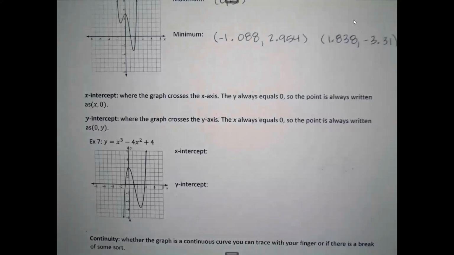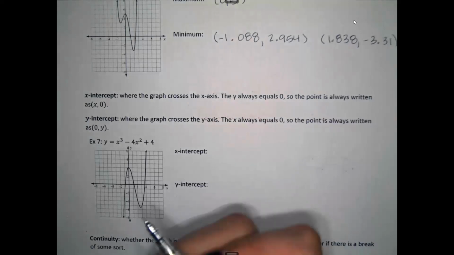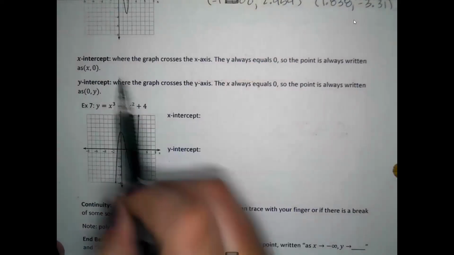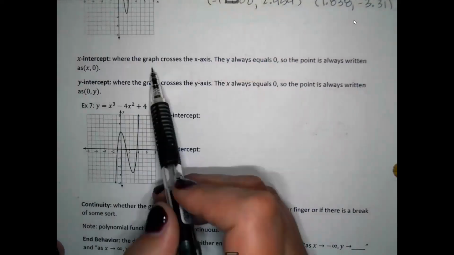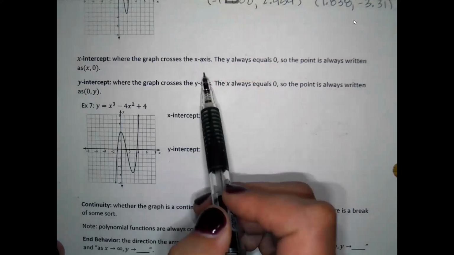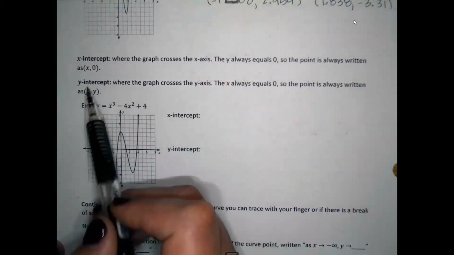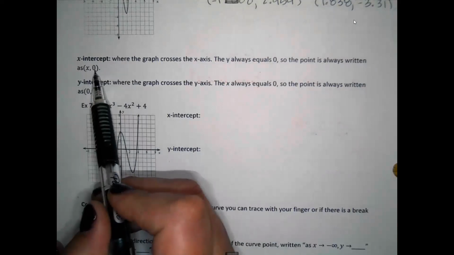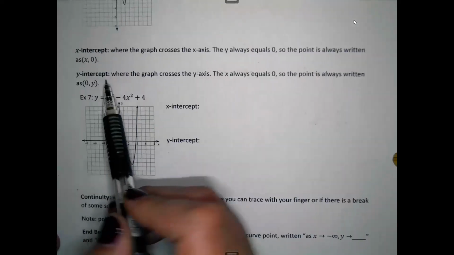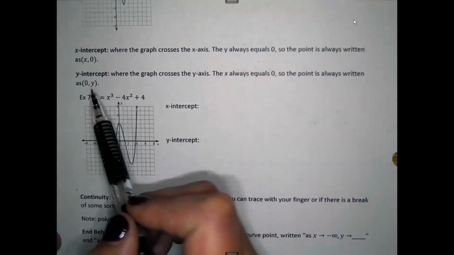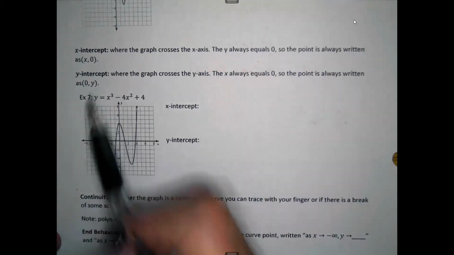All right, we're going to go ahead and finish the notes that we started. So the next thing in the notes is to find the x-intercept and the y-intercept. So the x-intercept is where the graph crosses the x-axis. The y value is always 0, so the point is always written as x comma 0. The y-intercept is where the graph crosses the y-axis. The x is always 0, so the point is always written as 0 comma y.